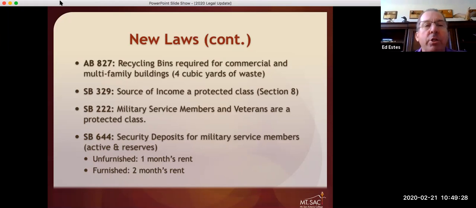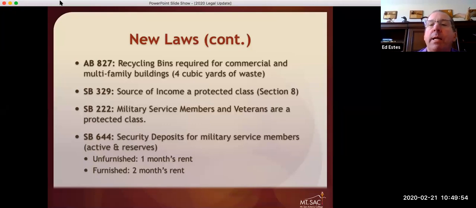And connected to that, we have SB 644, security deposits for military service members, both active, reserves, also National Guard. For an unfurnished unit, it is no longer 2 months rent, it is 1 month's rent. For a furnished unit, it is no longer 3 months rent or the equivalent of 3 months rent, it is now the equivalent of 2 months rent. So it's been decreased by 1 month.